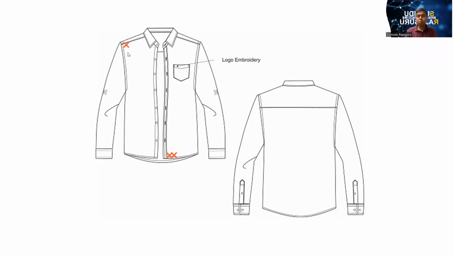Okay. Next defect maybe they found in here. Next defect they found in here. Another defect they found in here. Another defect found in here. Another defect likewise. Now what can we take from this?